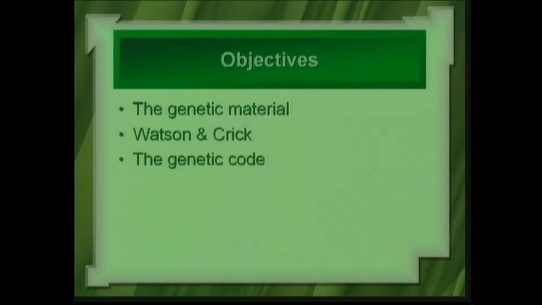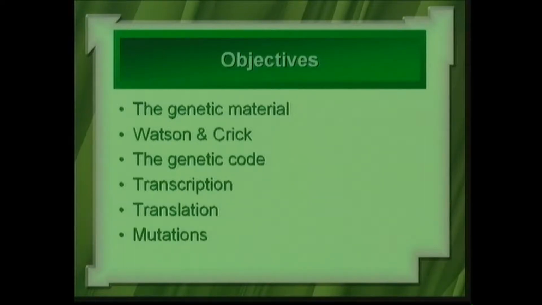Thirdly, we're going to talk about the genetic code. The genetic code, of course, is vital to the process of making proteins and the expression of genetic qualities. We're going to talk about transcription. We're going to talk about translation. And lastly, we're going to talk about a phenomenon known as mutations.